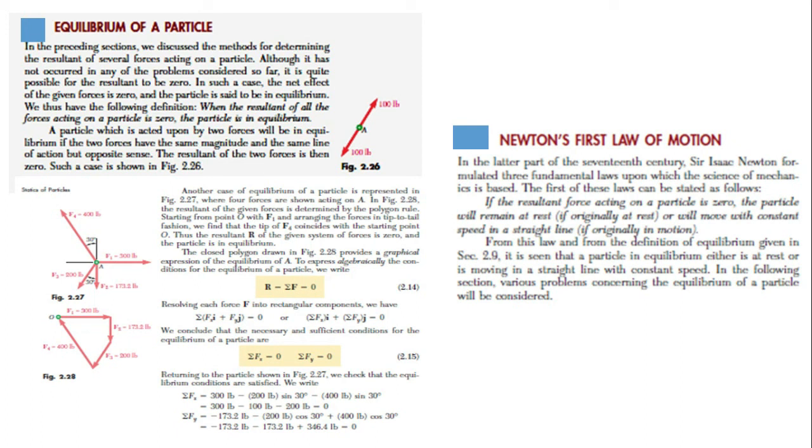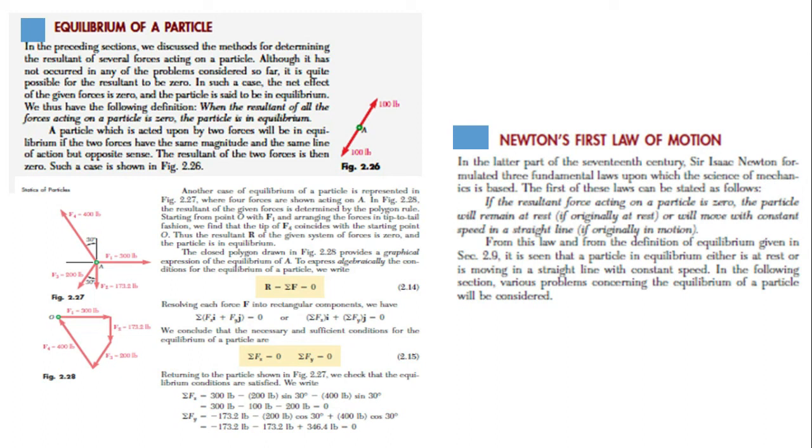To express graphically the conditions of equilibrium of the particle, we write the resultant R equal to the summation of all the forces equal to 0. Resolving each force into rectangular components: sigma Fx i plus sigma Fy j equal to 0. So you apply sigma Fx equal to 0 and sigma Fy equal to 0 separately to the system.